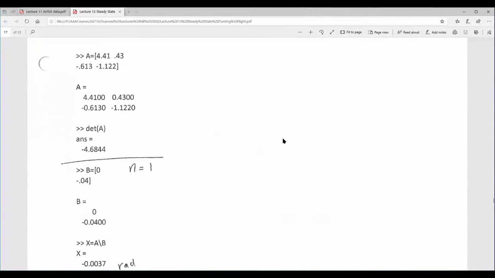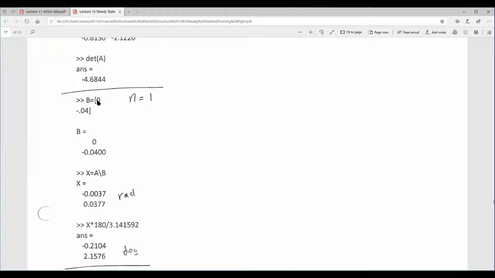So in MATLAB, you say A equals, and then you enter it as a matrix, which is row, return, row, close bracket. And then it spits back A. And I checked the determinant just to check the value that we calculated last time, because that's the denominator of those solutions for alpha and elevator. Per Cramer's rule, the determinant is in the denominator. Also wanted to check our calculations that we did last time. And then B, for n equal 1, B is 0, and you get minus 0.04. And you get these values in degrees.